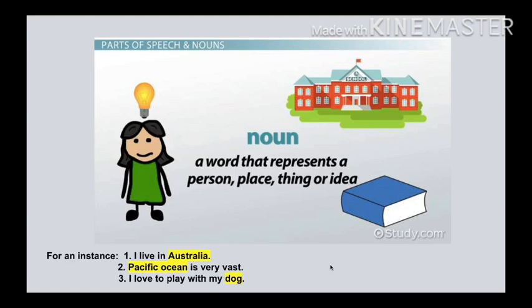But why is Australia a noun? Australia is a noun because it is the name of a country. That's why it is a noun. Pacific Ocean is again a naming word for the ocean. Dog, why is dog a noun? Because it is an animal. Animals are also considered as nouns.